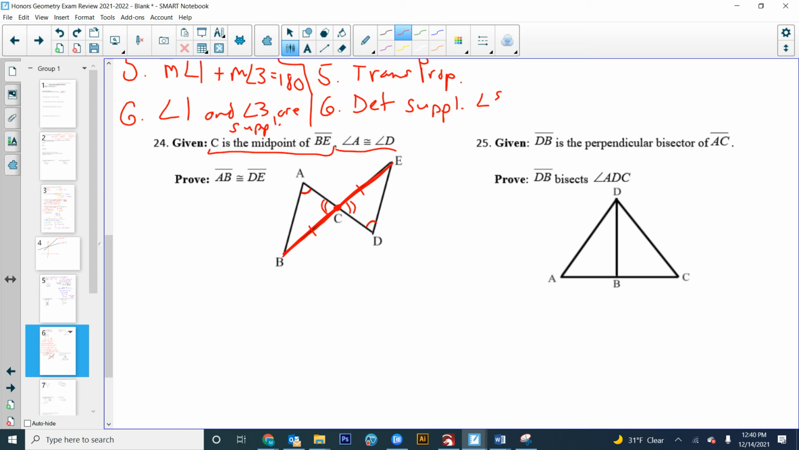So AB is congruent to DE by CPCTC, right? Now, I've had some people get creative and say, oh, these lines are parallel. Converse of alternate interior. You don't need to do that. Okay, you don't need to go that far. It's true, but it's not necessary. All right.